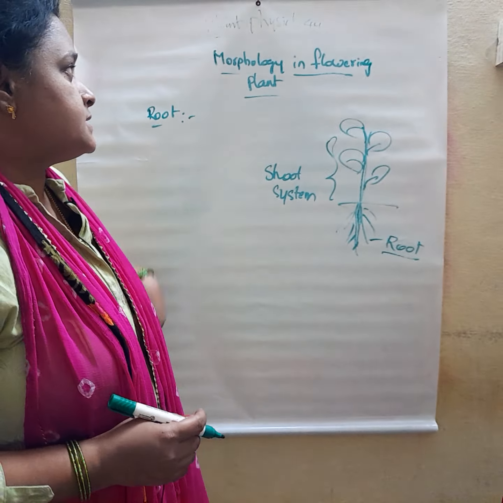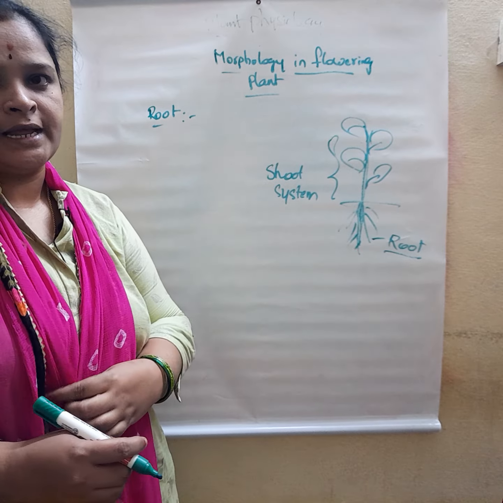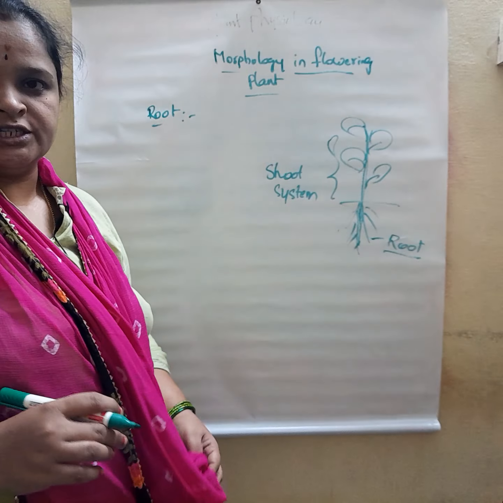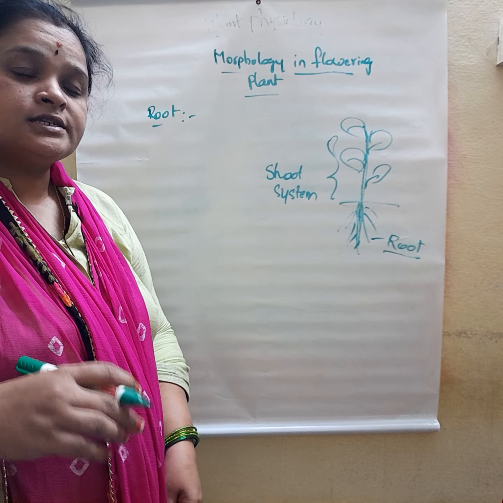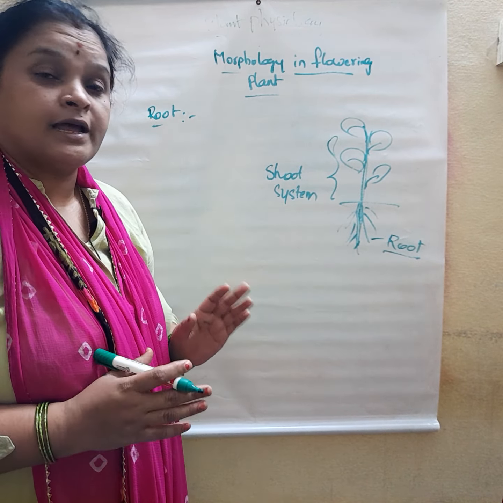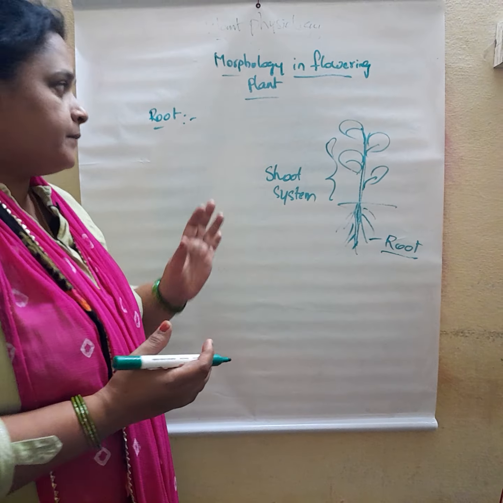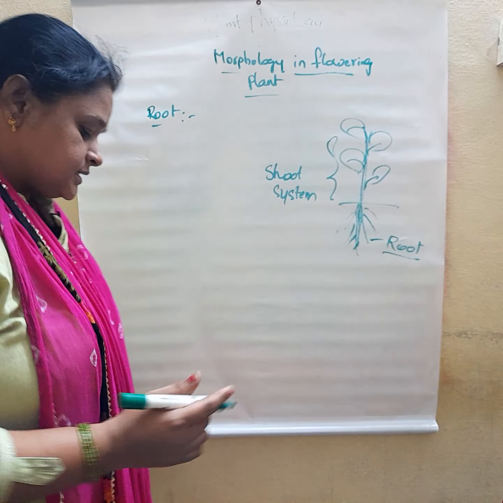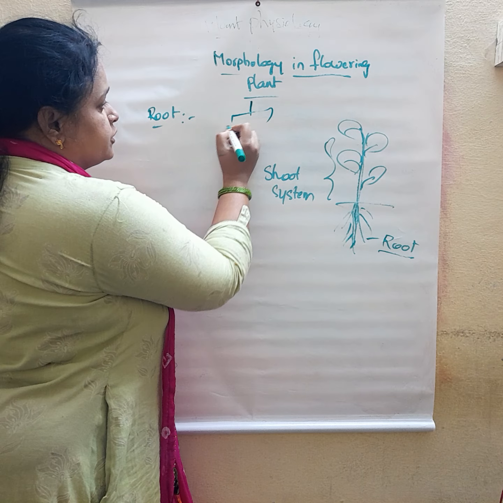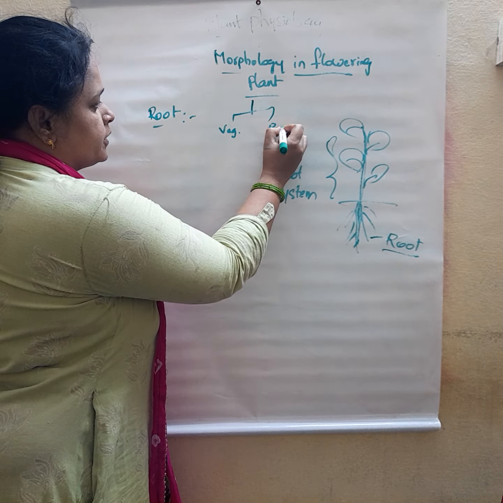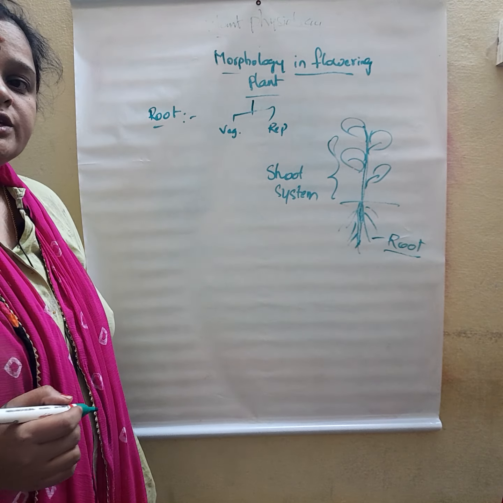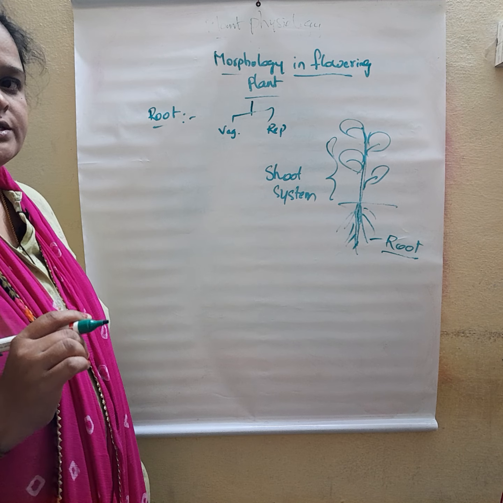Today I am going to discuss morphology in flowering plants. So what is morphology? Morphology means the study of the external features of the plant in relation to other branches of botany. Morphology is divided into vegetative morphology and reproductive morphology.